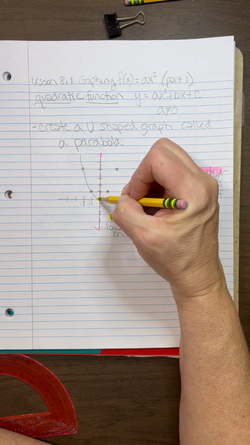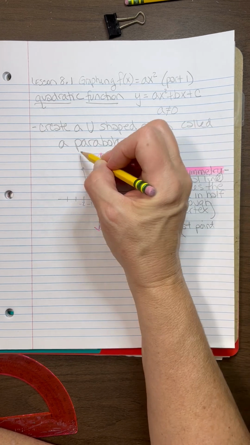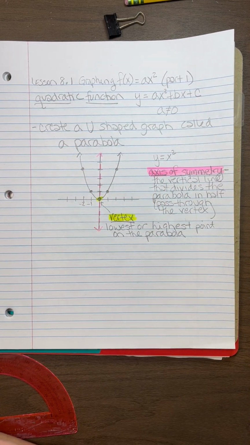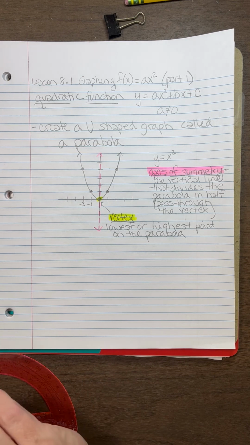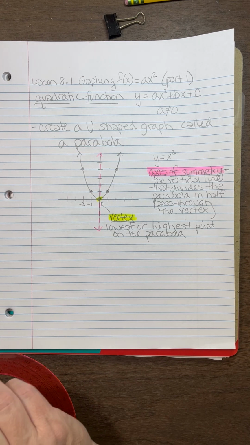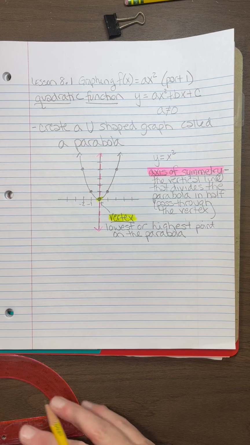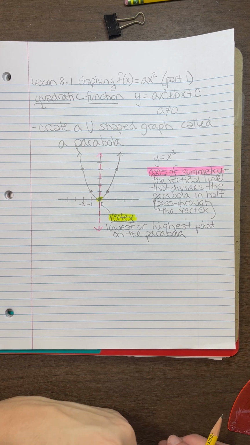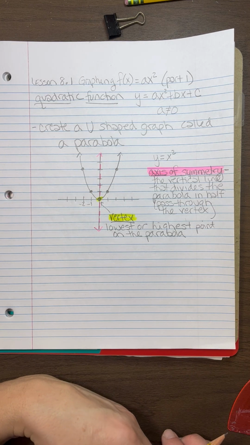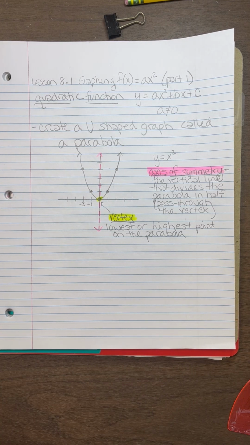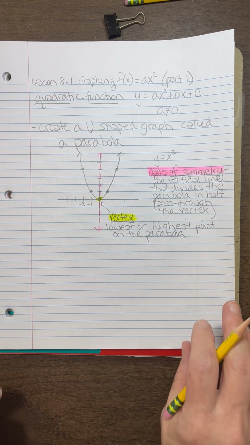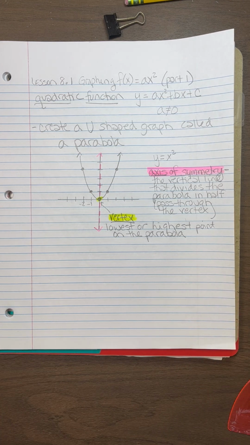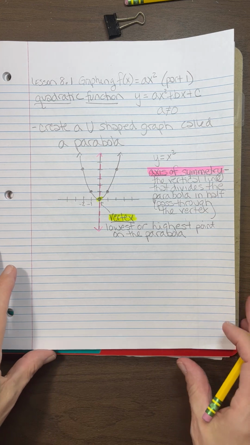So this is the parent function, y equals x squared. This is what it will look like. All the other ones that we compare to are probably going to have this as the main base, and then we'll compare the other ones to it. Okay, so those are the two important parts of the parabola that we're going to look at.